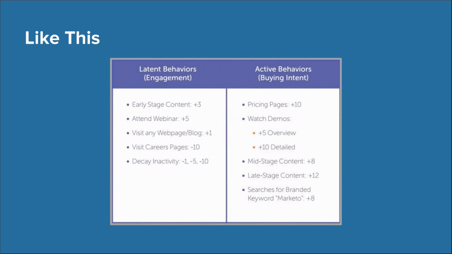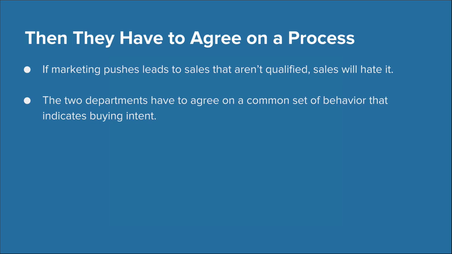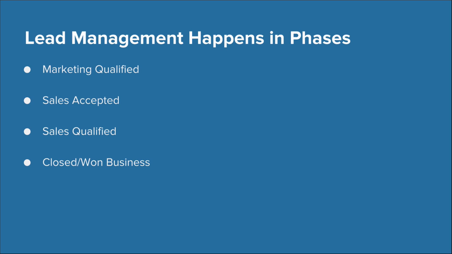And there's also a lead threshold. So if they reach 50 points, that lead is marketing qualified and then should go to sales. These are the kind of things that need to be agreed upon with lead scoring. Then they have to agree on the process. If marketing pushes leads to sales that aren't qualified, sales will hate it, like we just went over. And then lead management happens in phases, like I said.